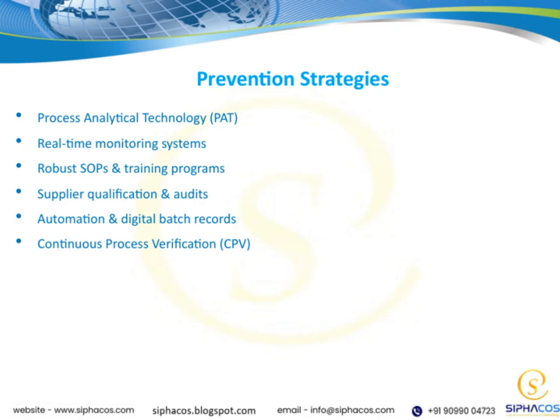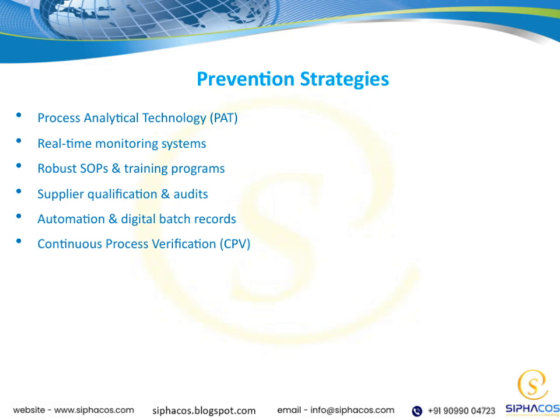First, Process Analytical Technology, or PAT, plays a crucial role by enabling real-time monitoring of critical process parameters. This helps us catch any deviations early and ensure consistent quality throughout production. Speaking of real-time data, implementing real-time monitoring systems allows us to continuously track process performance, reducing the risk of errors and increasing efficiency. These systems give us immediate insights, so we can make informed decisions on the fly.